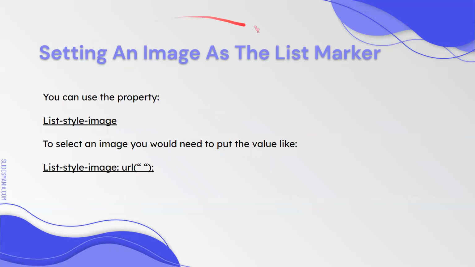Then setting an image as the list marker. You can use the property list-style-image to select an image you would like to use as the value. For example, let's say you don't really like any of the list markers you can put with CSS, and you found a really good image, and I'm also going to be showing you a website which will help with this. Instead of using the default types of list markers, you could put the image URL, and you could have your own image as the list marker.